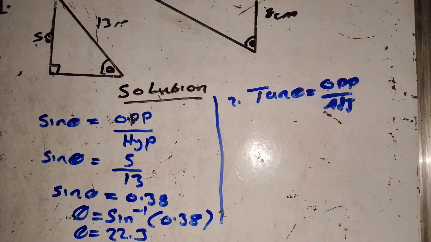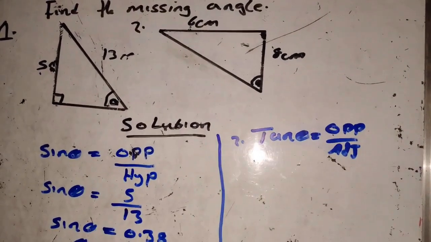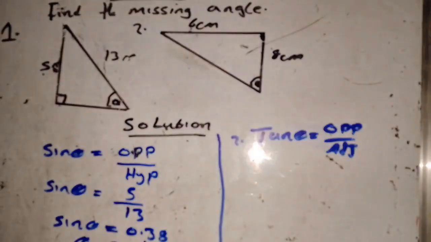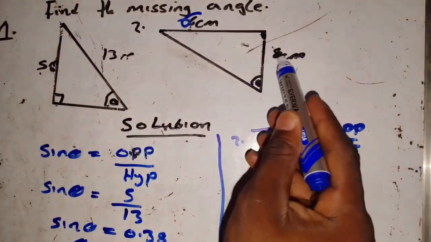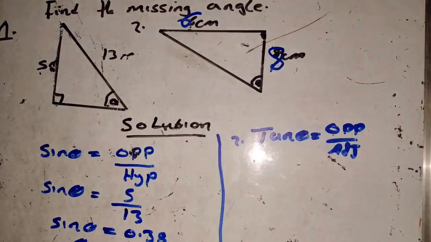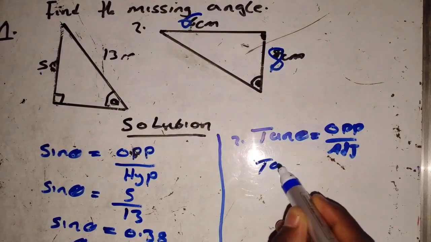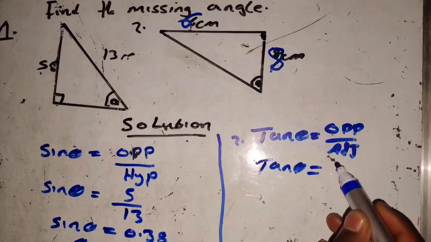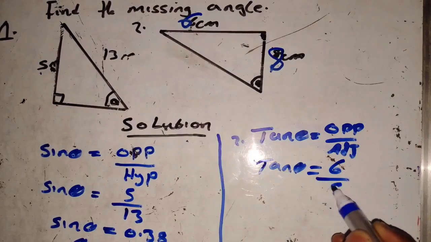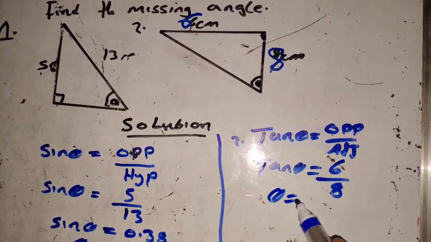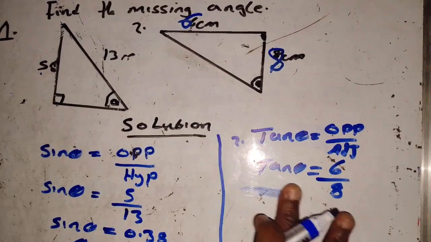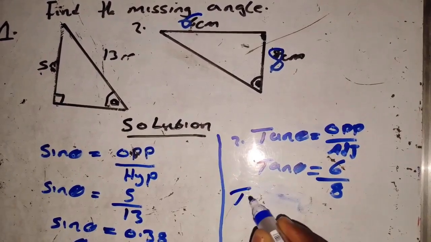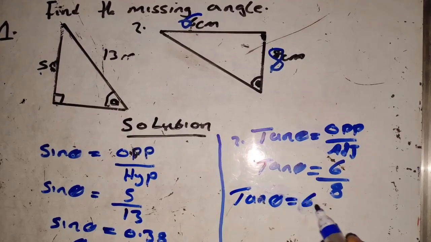So having identified the trig ratios that we're going to use, let's now look at the diagram. Our opposite here is 6 centimeters. 8 is our adjacent. So we're going to have tan theta is equal to 6 over 8. So tan theta is equal to 6 divided by 8.